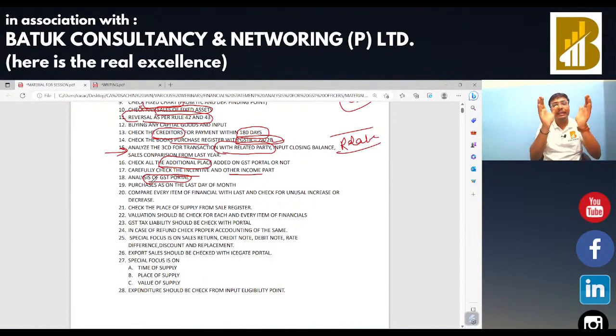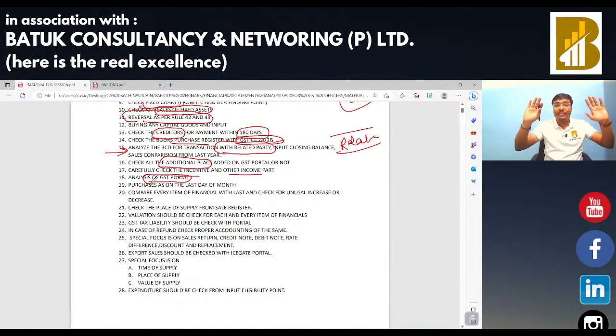You can prepare the working in an Excel sheet, and you can prepare the working manually also. This is completely dependent on you, whether you prepare the working manually or on an Excel sheet, but you need to have these types of workings ready. Complete analysis of the GSTN portal from your input point of view, from your output point of view, from your e-way bill and e-invoicing point of view, from your cash payment point of view.